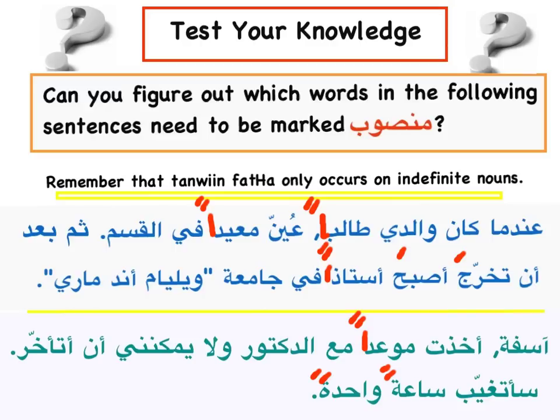As you can see, the words that we put into tanween are first كان والدي طالبا, عين معيدا, أصبح أستاذا. So they answer what was my father, what was he doing, عين what, معيدا, أصبح what, أستاذا. They all basically refer to the last slide where we said it answers one of what, when, how, and for how long. Like سأتغيب ساعة واحدة answers for how long.